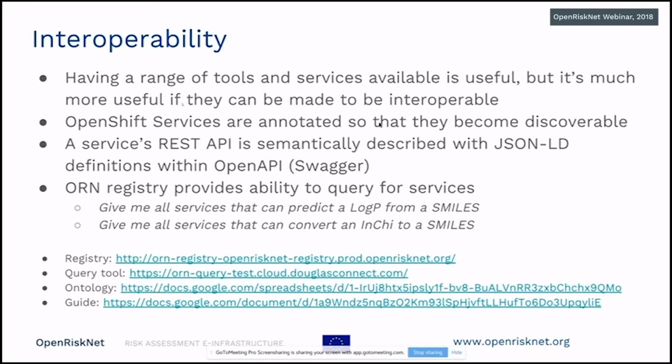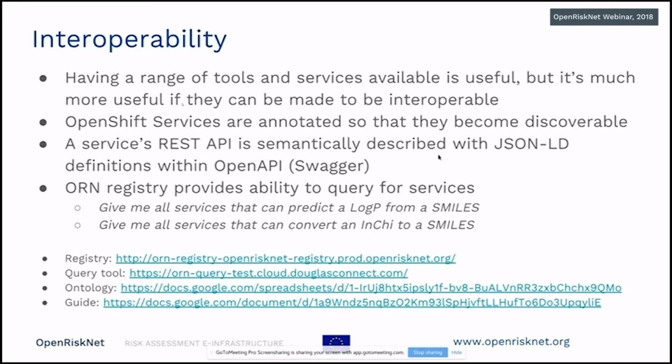And what that annotation does is basically it's a callback. It tells you where the REST API of that service is. So just by annotating the OpenShift service with the location of the REST API, the OpenShift environment, or to be more accurate, the OpenRiskNet registry running within the virtual environment, can then inspect that OpenAPI descriptor of the REST API and extract out the information that it needs.